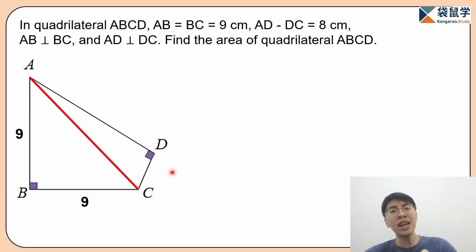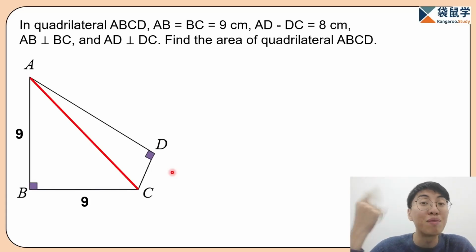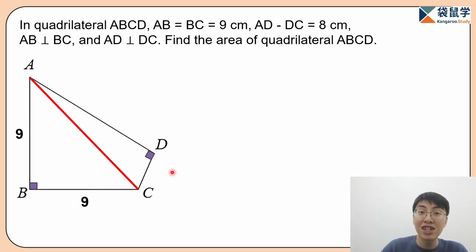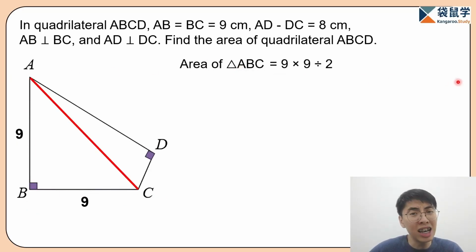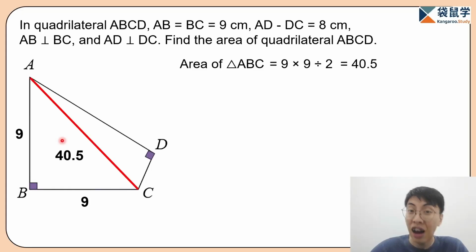So with the line AC, what can we find from the figure? Of course, we can find the area of this triangle. How do I find the area of this triangle? Half times base times height, which gives us 9 times 9 divided by 2, which equals 40.5. Oh, we are almost done with the question. We have found this area to be 40.5.